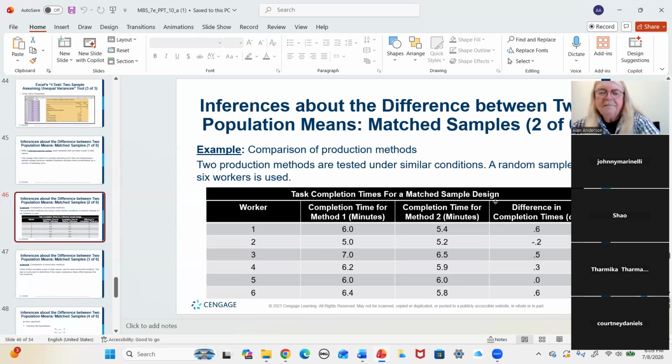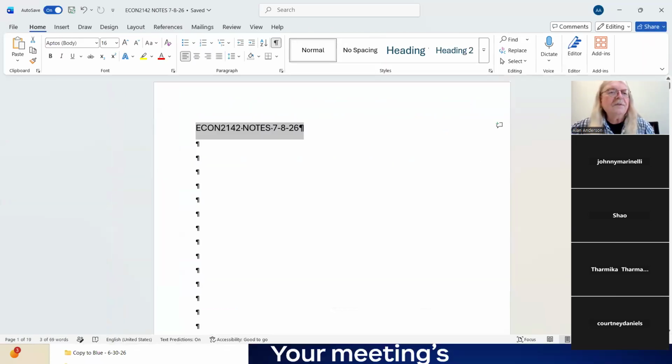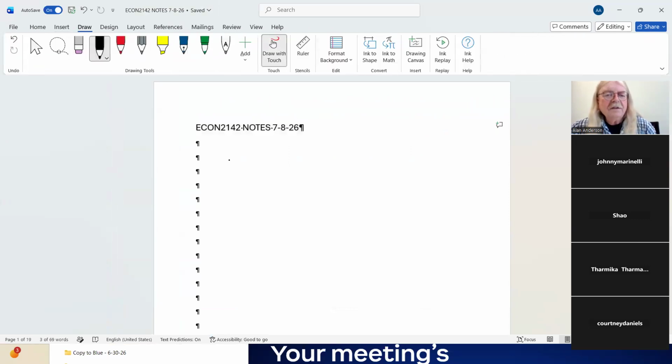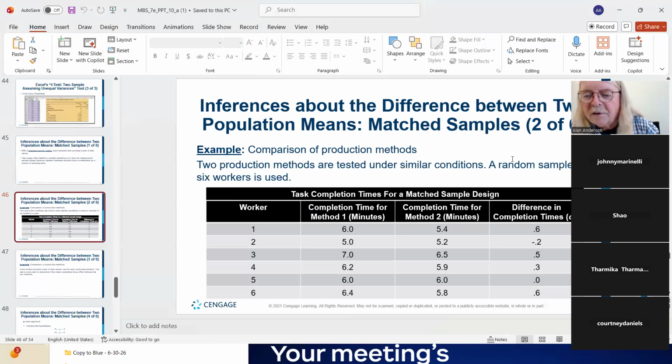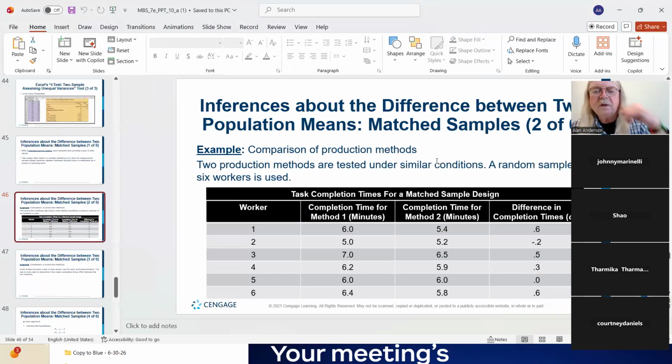Okay. So the notation is slightly different in this section too. Instead of writing mu1 minus mu2, what they're having us do is replace that with mu d for difference. So it reminds us that ultimately what we're interested in here is not the individual population elements, but the differences. I think that's probably why they set it up this way.